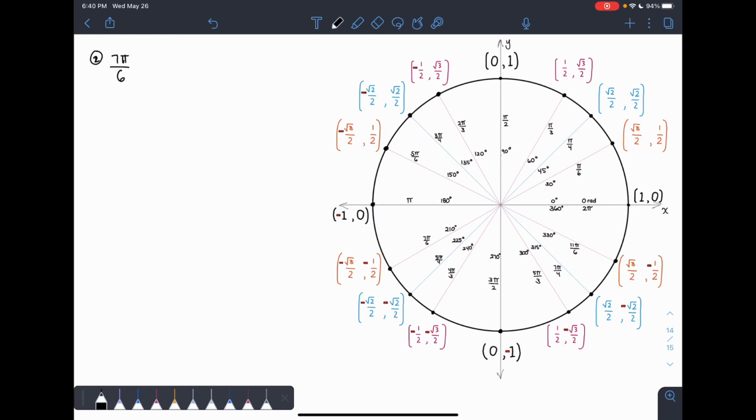All right, so again, we know that 7 pi over 6 is the theta. It's the angle in our function. We know that we can rewrite each point as cosine of theta, comma sine of theta. So if we first find our angle, 7 pi over 6, on our unit circle, it's going to be all the way over here. That means we're going to pay attention to this point here, negative root 3 over 2, comma, negative 1/2.